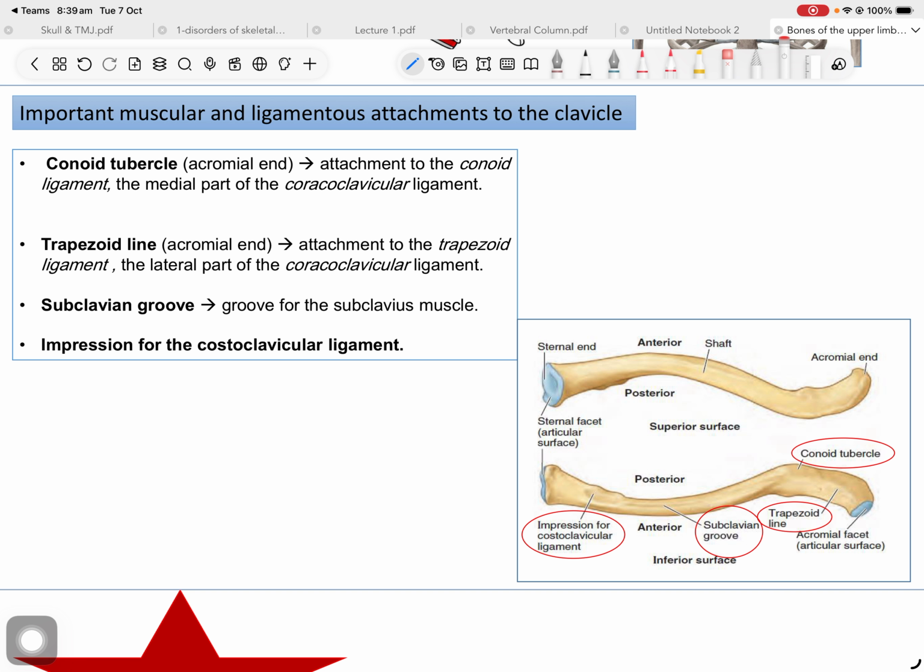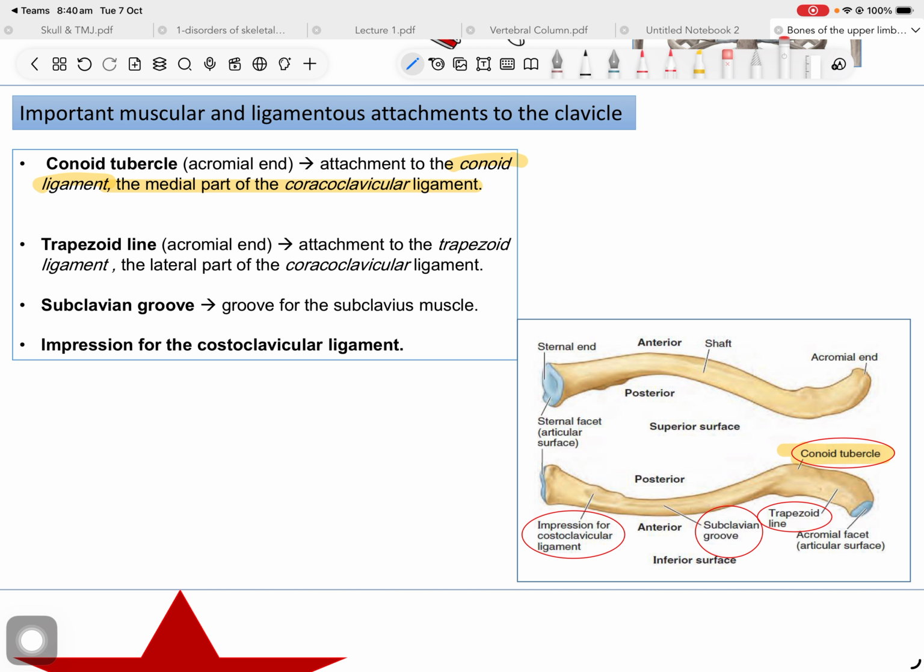First, I can see a small tubercle here. We call it the conoid tubercle. Why is it the conoid tubercle? Because I have a structure called the conoid ligament. So, the conoid ligament attaches to this conoid tubercle. Okay? This conoid ligament is a part of a large ligament. We call it the coracoclavicular ligament. So why is it called coracoclavicular? According to its attachment. It is attached to the coracoid process and the clavicle.